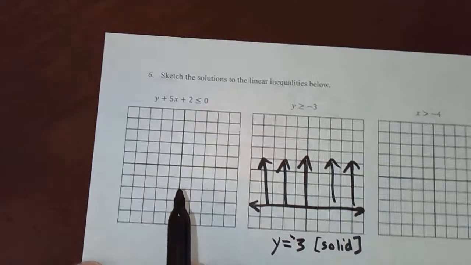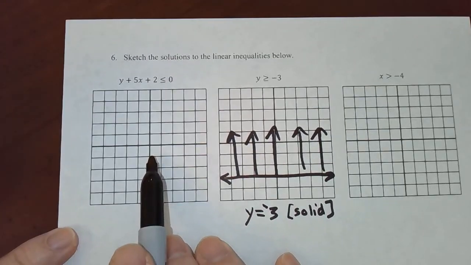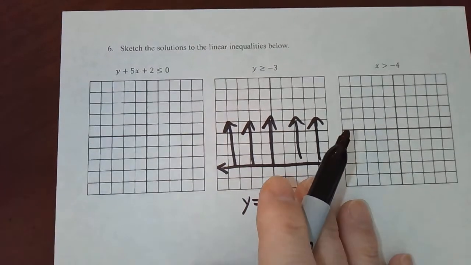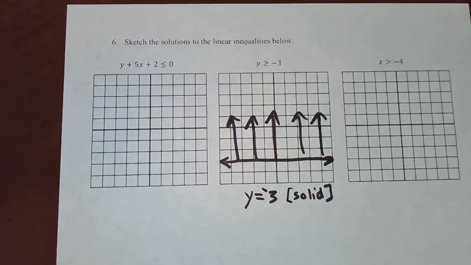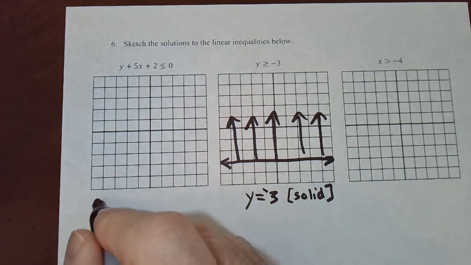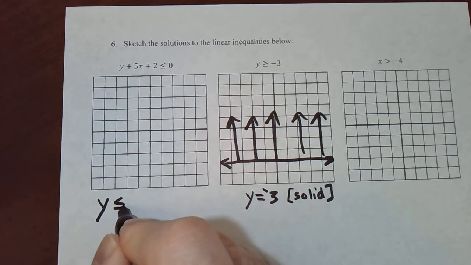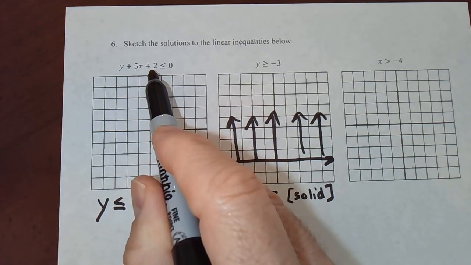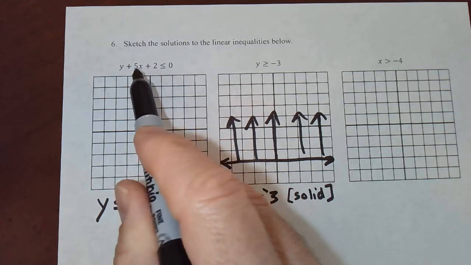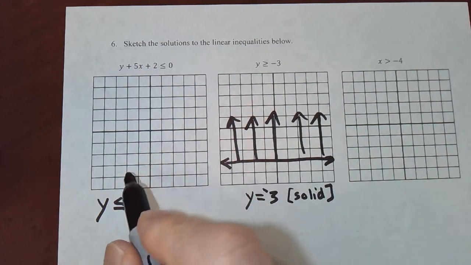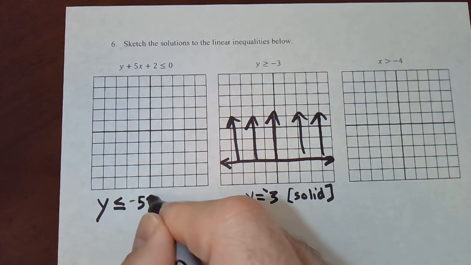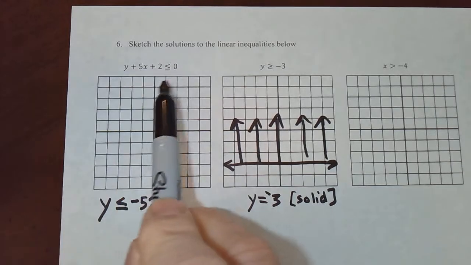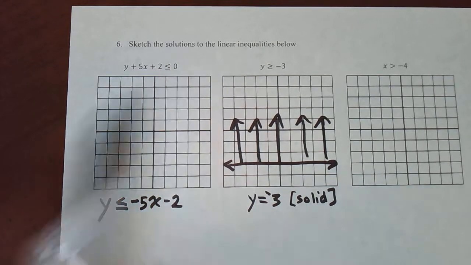Now let's go to the first one here. y plus 5x plus 2 is less than or equal to 0. First thing I want to do is rewrite it so we have y all by itself on one side. I have to subtract 5x from both sides, and I have to subtract a 2 from both sides to eliminate them from the left side. So it would be y less than or equal to -5x minus 2. Once again, all I did is subtract 5x from both sides, and I subtracted 2 from both sides.